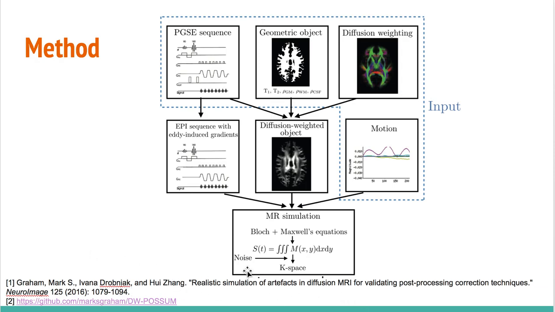Basically, the framework takes a segmented geometric object with specified MR parameters for each tissue type as input, along with a pulse sequence, and it uses spherical harmonics fitting to simulate the diffusion-weighted object. To simulate the artifacts, it also takes a motion sequence and/or eddy-induced gradients. And then we solve Bloch and Maxwell equations, so we can get the time signal. And then we use an inverse Fourier transform to get the image.